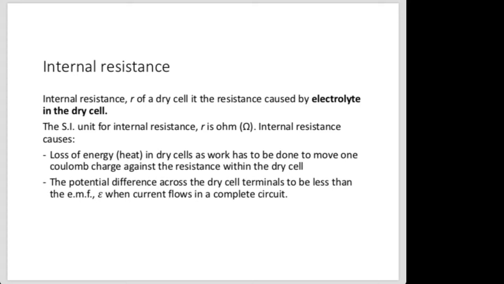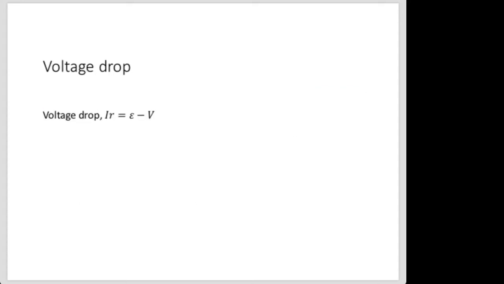So, yeah, it's caused by the electrolytes in the dry cell. Now, one thing to note is that, this is the formula that we can use. So, the voltage drop, IR equals E, so E is the electromotive force minus the actual potential difference.